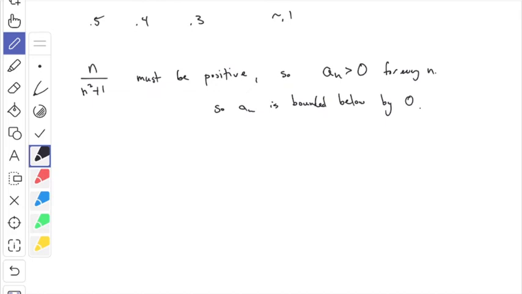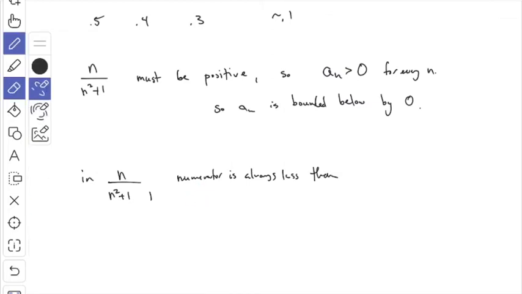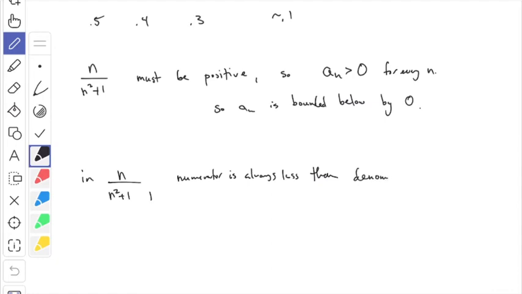Now, he said something else interesting, and that was that in this fraction, n over n squared plus 1, the numerator is always less than the denominator. And I agree with this. Maybe somebody else could tell us what that has to do with anything. It actually does have to do with something. The numerator is always less than the denominator. What can that tell you?